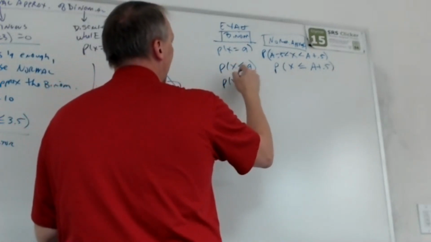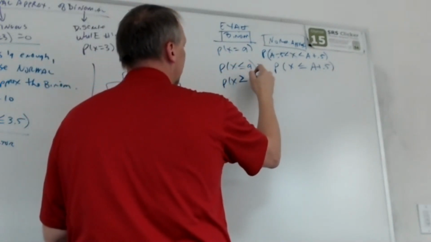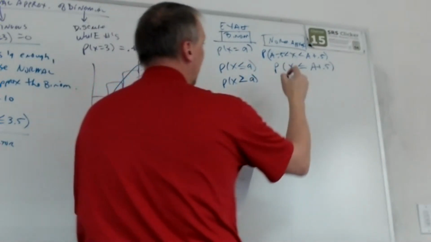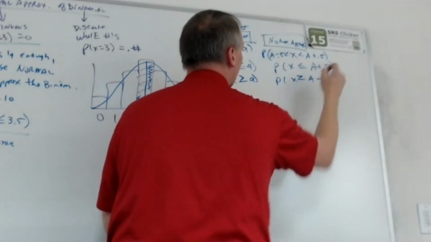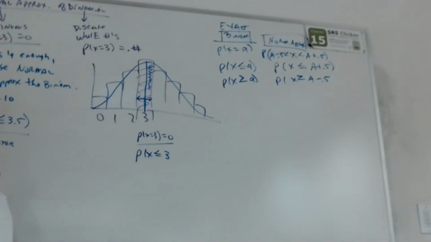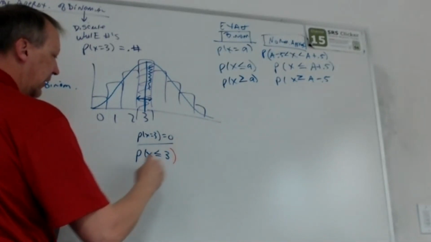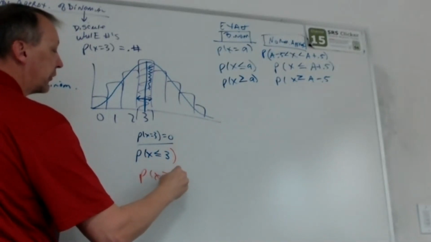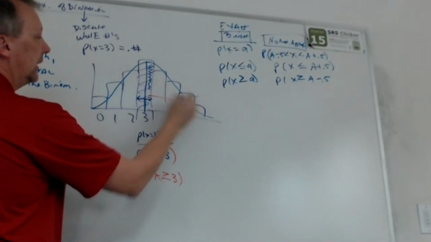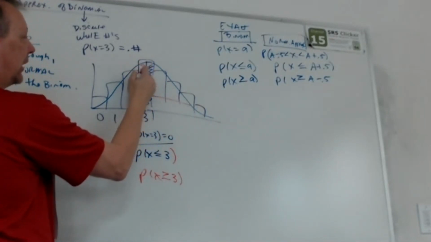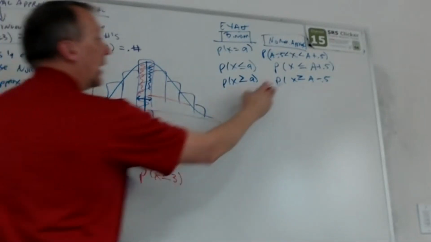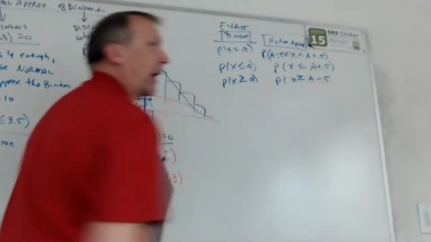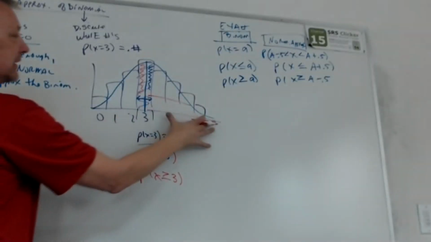If you're doing the probability that x is greater than or equal to some value a, then what we're going to do is we're going to say probability that x is greater than or equal to a minus 0.5. So going back to here, pick another color. If I want the probability that x is greater than or equal to 3, okay, so I want all of this area here, but I don't want to stop here. I want to include this area as well. So that's why I'm going to say, in this case, probability that x is greater than or equal to 2.5. Because I want this area to be as large as possible.